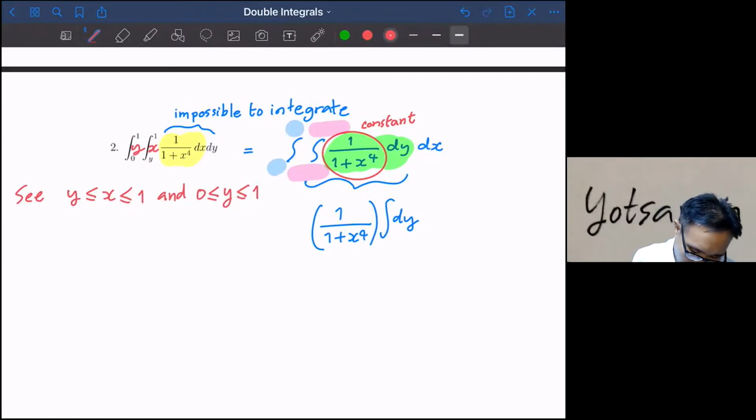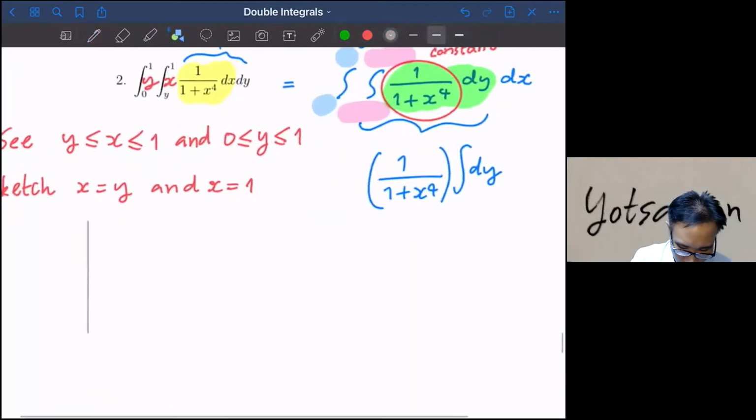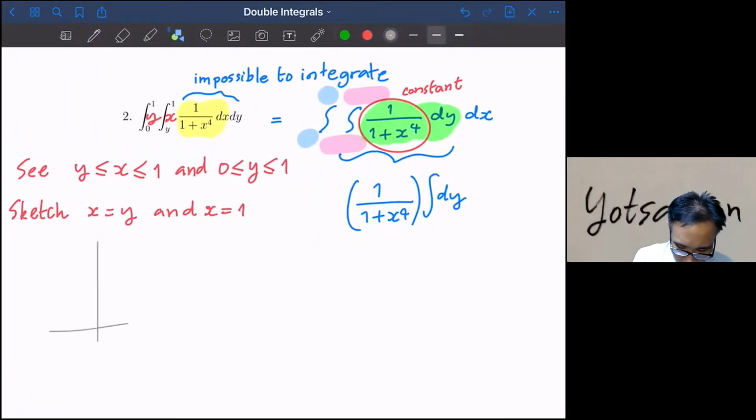So you're going to sketch x equal to y and x equal to 1. So for this one, this will be my y and my x. So you have x equal to y, which is just this graph. So this one is x equal to y.